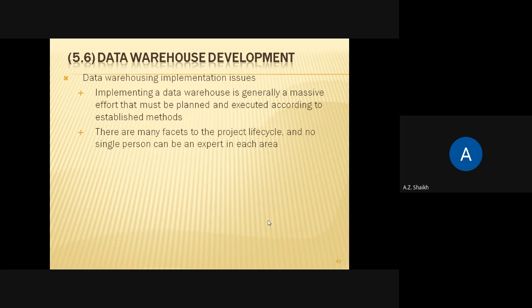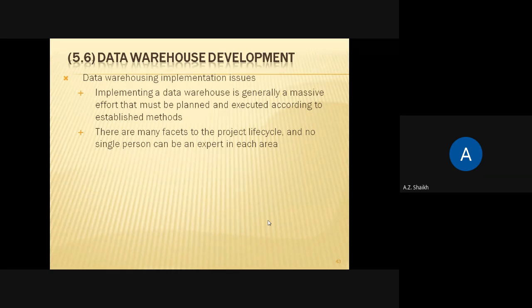Now in the data warehouse, there are very many different facets of the project life cycle, and a single person is not able to implement it. Now it consists of different things. So for the different things, it requires a different expert in each area.